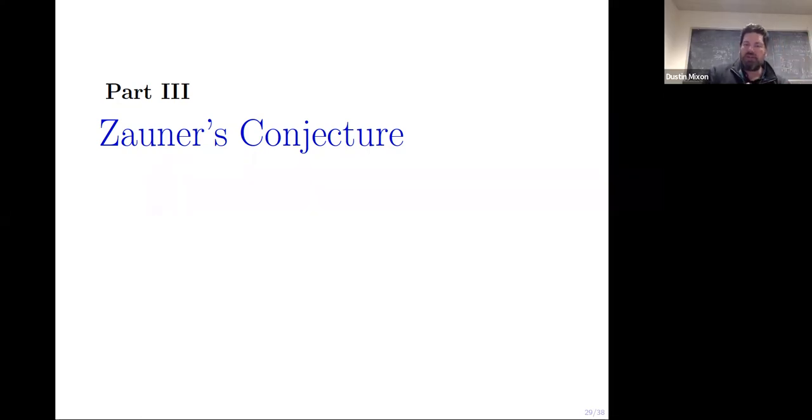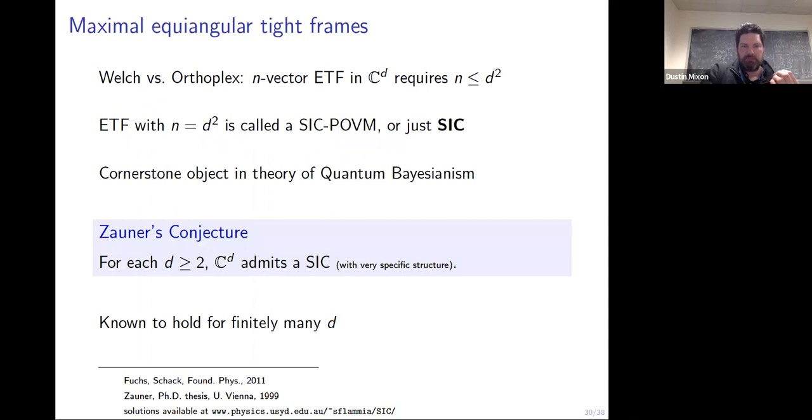So Zauner's conjecture is on the edge between where the Welch bound is optimal and where it's no longer optimal. This is where I have complex space, d dimensions, and I have d squared vectors. It is conjectured that there are always d squared vectors in d-dimensional space that form an equiangular tight frame. This is the content of Zauner's conjecture. This is the biggest open problem in this area.